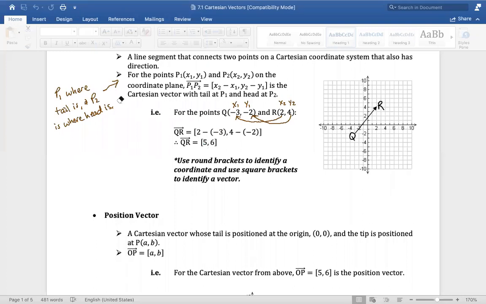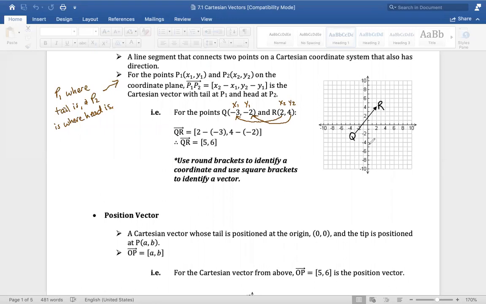And basically what this [5, 6] is saying is that to get from Q to R, because that's where the tail is, to move towards the head, I have to move 5 units to the right, and I have to move 6 units up. So my horizontal first, and then my vertical. So along my X, because X coordinates are first, and then up along Y. So it's kind of like a slope. Like the slope of this line, rise over run, would just be Y as the numerator. So the slope of this line would be 6/5.